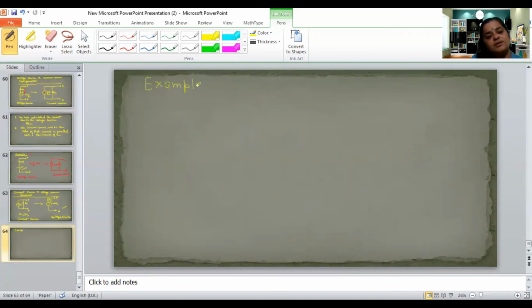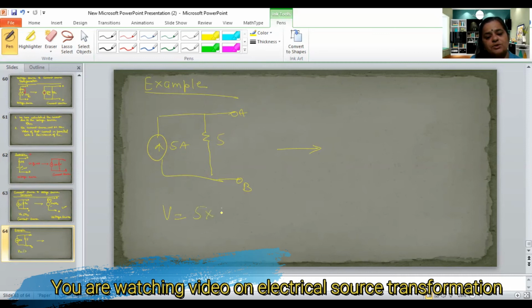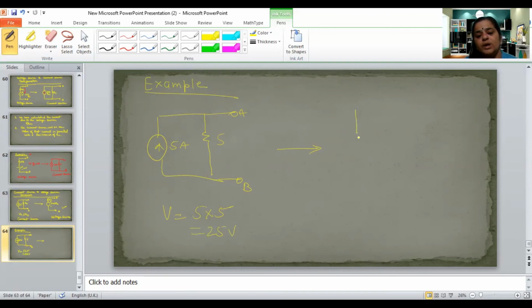For an example, suppose you are having 5 ampere current source in parallel with a 5 ohm resistance, then how to calculate its equivalent voltage source? We know that V is equal to, what will be the voltage drop across this? 5 into 5. That means 25 volt. So what is the equivalent voltage source? Plus minus 25 volt, and the resistance of 5 ohm will be as it is in series. So this is the equivalent voltage source.